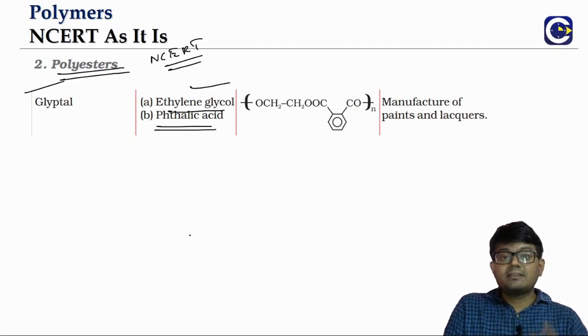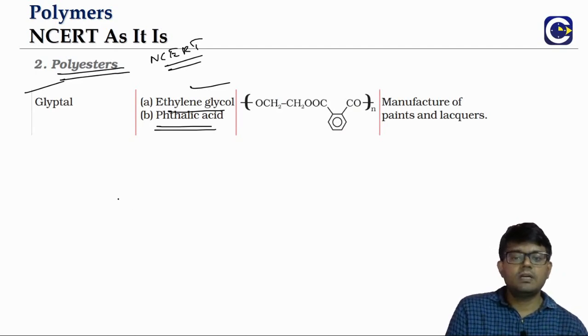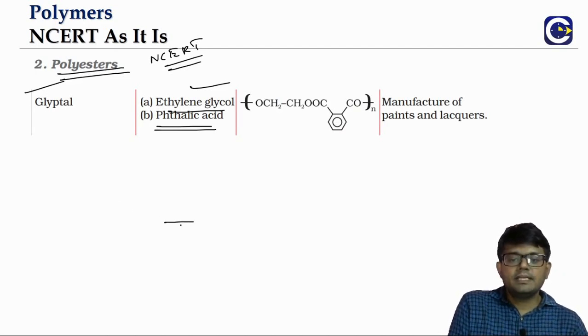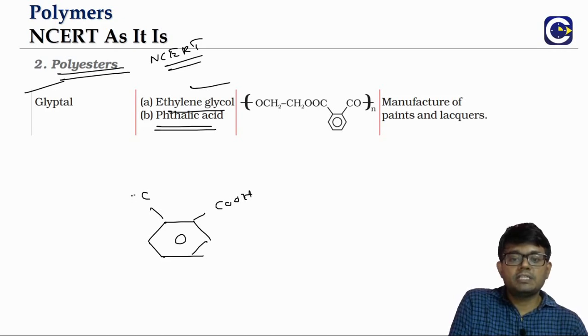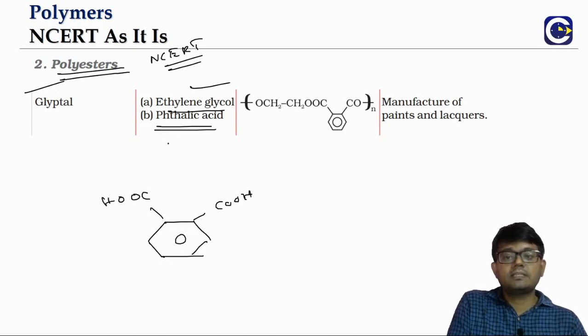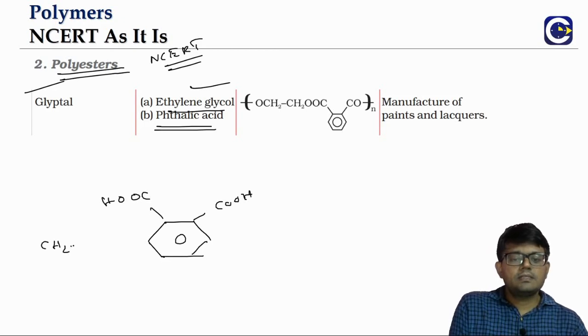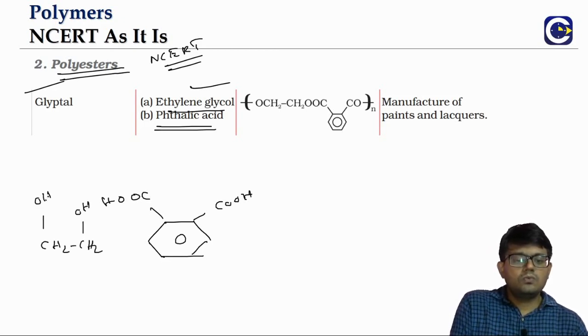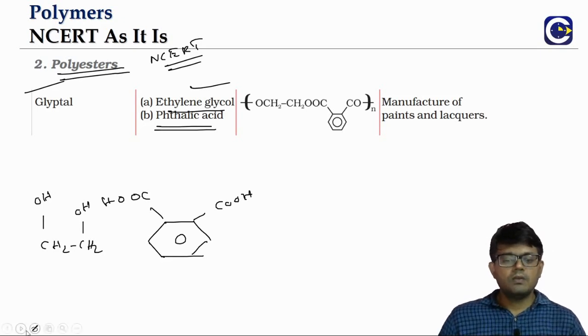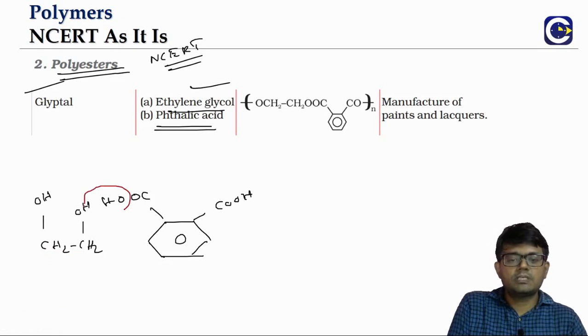It is not terephthalic acid, it is what? Phthalic acid. What is phthalic acid? It is same benzene ring, we have two carboxylic groups, but in the ortho position with each other. This is what? Phthalic acid. Ethylene glycol means CH2OH, CH2OH. Now when they undergo the condensation, you see here from acid OH, from alcohol hydrogen, remove that.